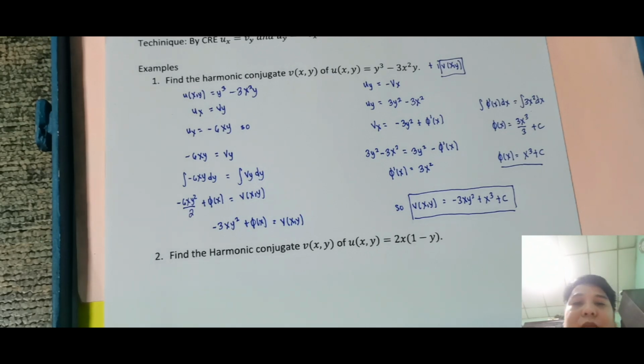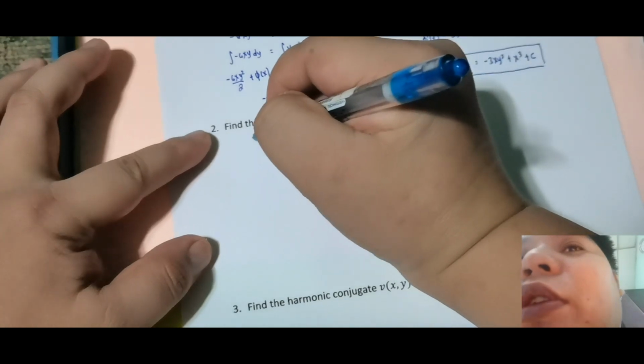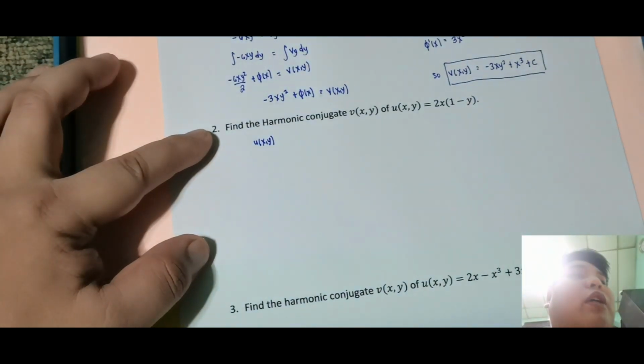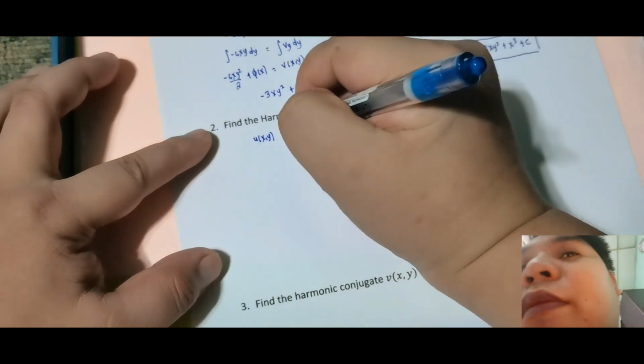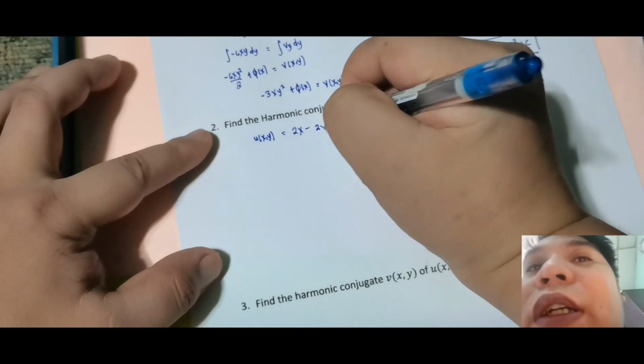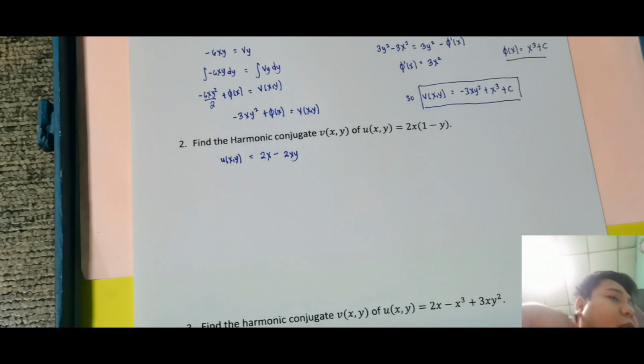Find the harmonic conjugate b of x comma y if u of x comma y is equal to 2x times 1 minus y. Okay, so similar term ulit, ganun ulit yung gagawin natin. U of x comma y, i-multiply ko na yan. That is 2x minus 2xy. Okay, so ginawa ko na, dinistribute ko na kasi baka makagulo pa sa ating solution.